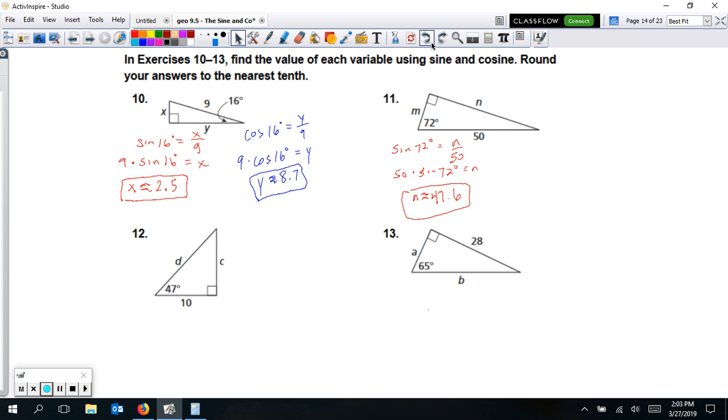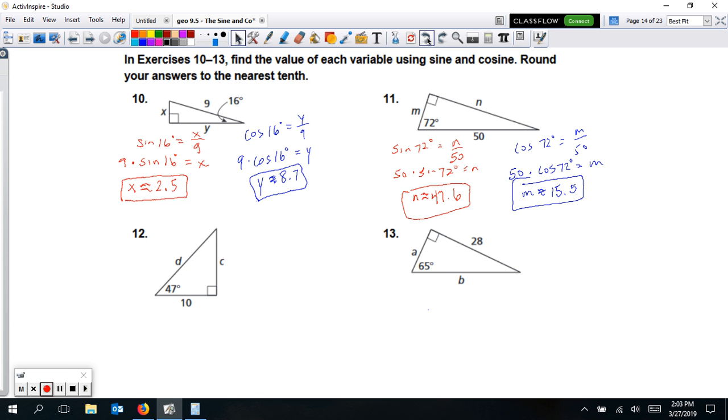Then we want to see cosine of the 72 degrees. That's going to be m over 50, adjacent over hypotenuse, and then multiply both sides by 50. So cosine of 72 times 50, use your calculator for that. You should get the answer of 15.5. Again, if you didn't get that, go back and see what you did to make a mistake.